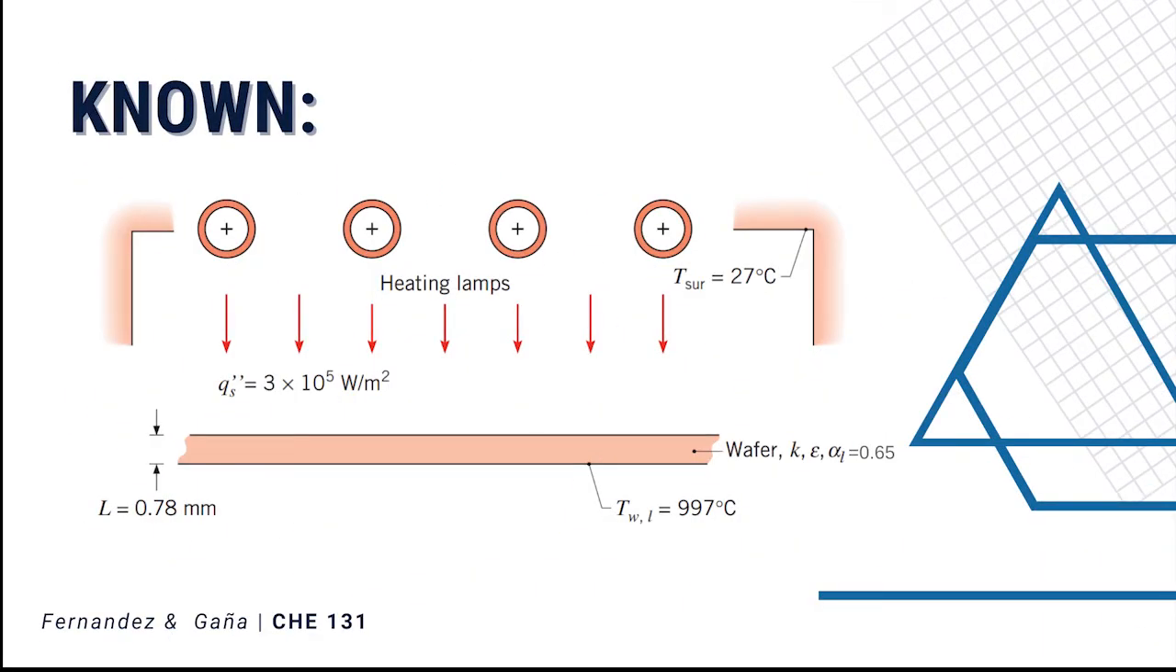Given the figure in the problem, we can picture out the process and identify the known values. This is the silicon wafer in an evacuated chamber whose walls maintained at 27 degrees Celsius. It has a thickness of 0.78 mm, a thermal conductivity of 30 watts per meter Kelvin, emissivity that equals its absorptivity, which is 0.65. This silicon wafer is radiantly heated by lamps with a heat flux of 3 times 10 to the power of 5 watts per meter squared, experiencing an annealing process with known backside temperature of 997 degrees Celsius.